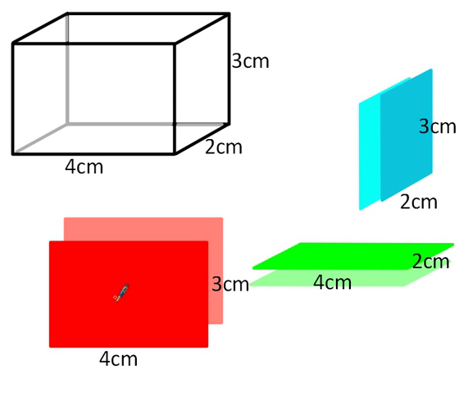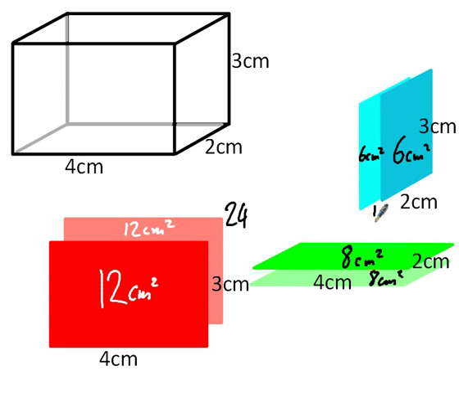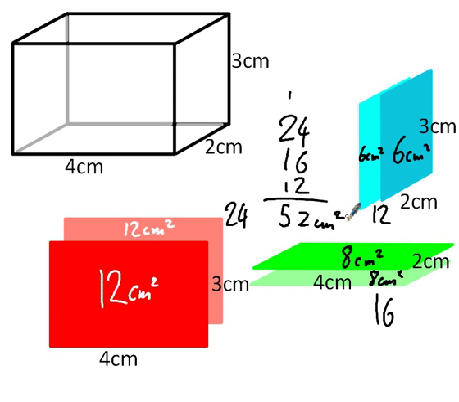Okay, so the area of this one is 12 square centimeters, so is this one. The area of this one is 6, and so is this one. And the area of this one is 8, and so is that one. So adding those up, I've got a total of 24 there, I've got 12 there, and I've got 16 there. 24 plus 16 plus 12 equals 52 square centimeters. Okay, not 52 centimeters, not 52 cubic centimeters, but 52 square centimeters, because it's the area we're talking about.